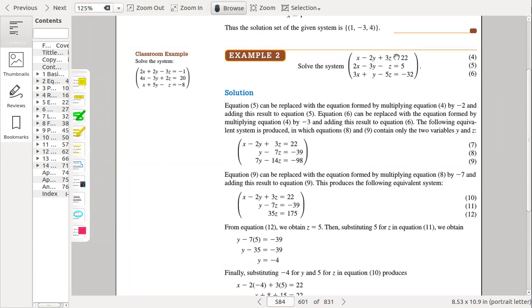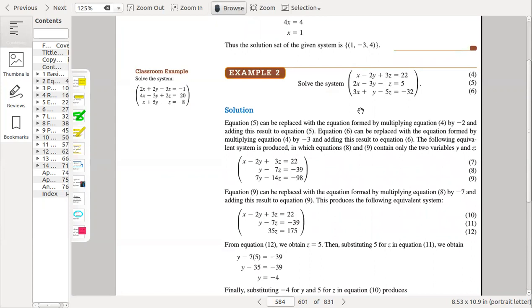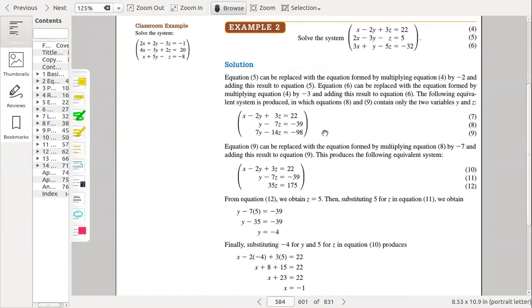The first equation is the same because we have used this first equation to reduce the second and third equations into a simplified form, so there should be no change in the first equation. The second is changed because we multiplied the first equation with minus 2 and added it to equation 2, so then we have y minus 7z equal to this one. And the third one is that we multiplied the first equation with minus 3 and added it to equation 3, so 7y minus 14z is equal to minus 98.